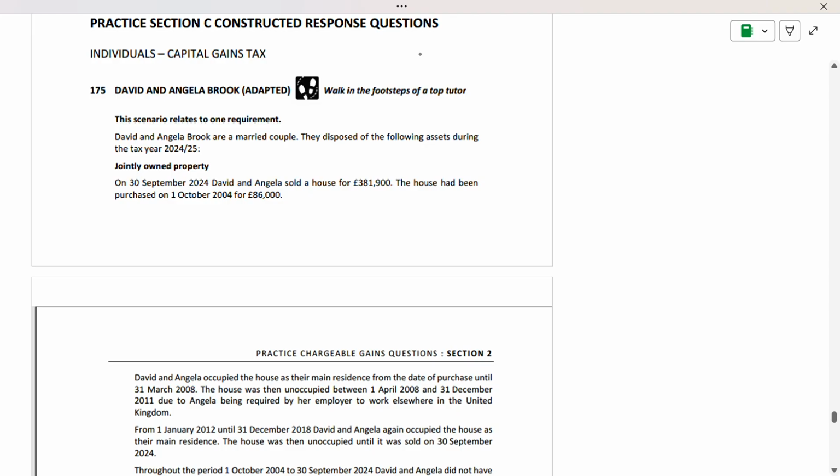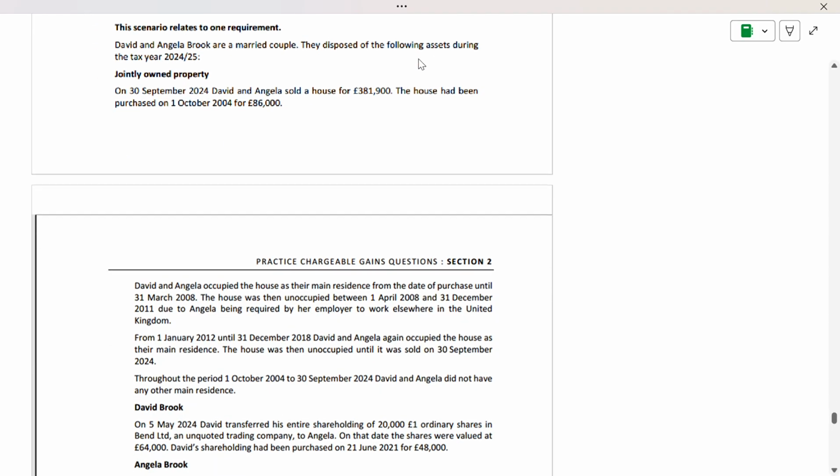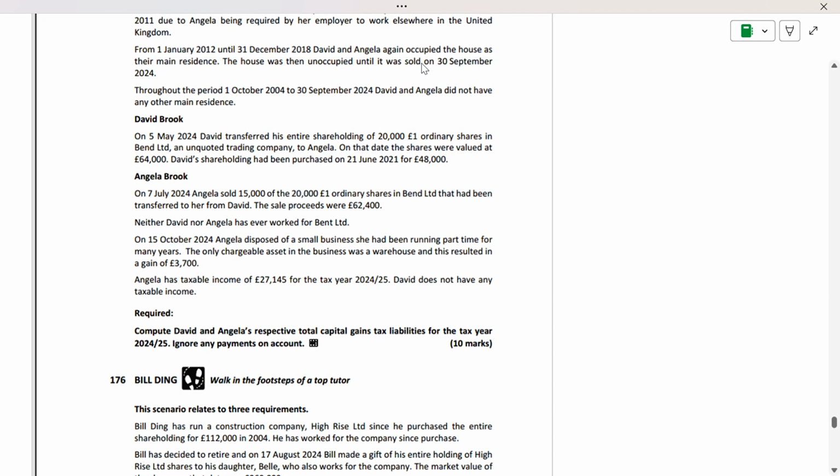They dispose of the following assets: a jointly owned house sold for 381,900, which was purchased for 86,000. What is the question? Compute their respective total capital gains tax for the year. Ignore any payment on account. Compute the respective CGT.